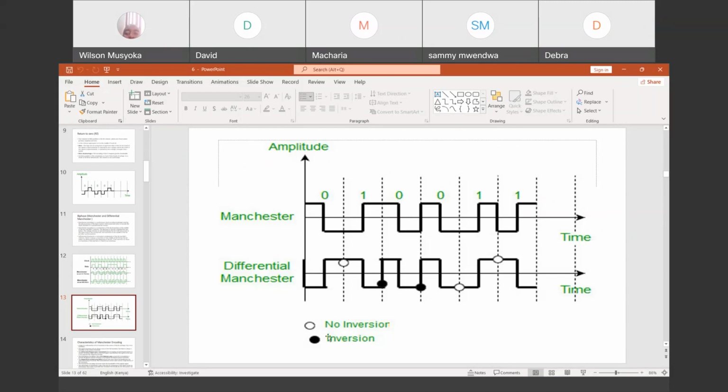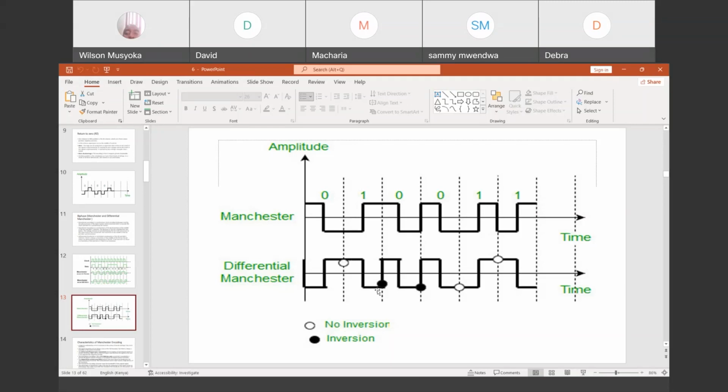In the differential Manchester, we are starting from the negative level because it combines what we call non-return to 0 inverted. So you start from this inverted level and then you move up. In the middle of the bit, you move upward. And since there is a 1 which is coming next, there is no inversion. I think you can notice that. And then you come down.